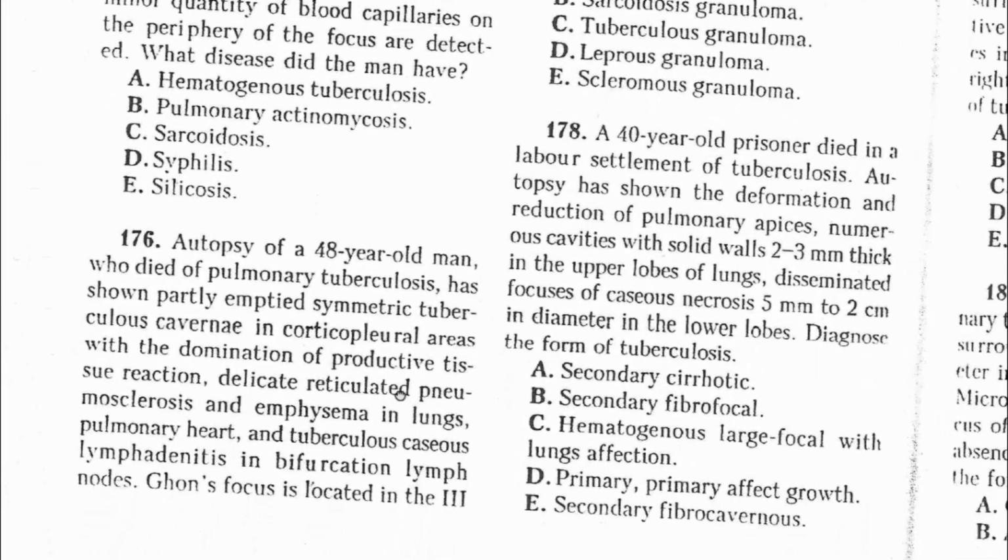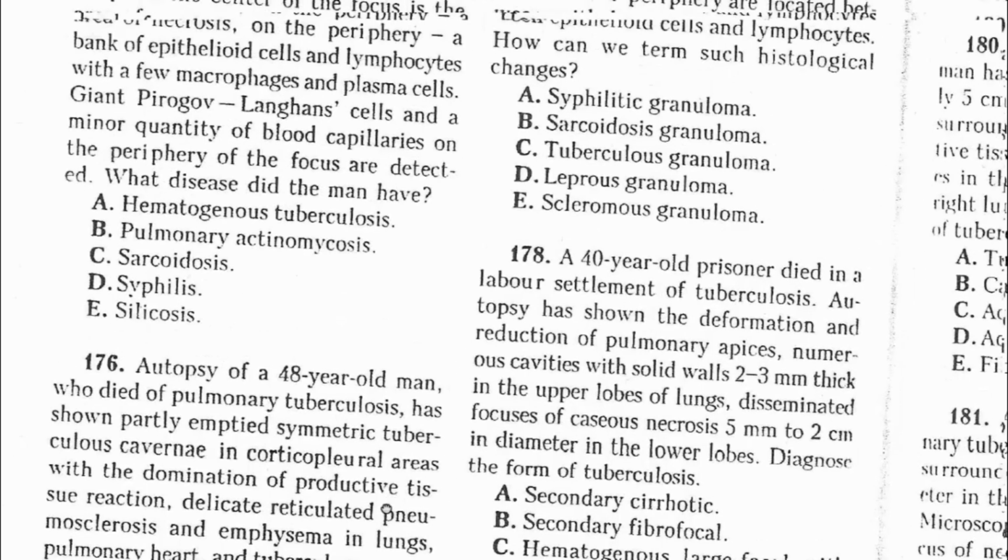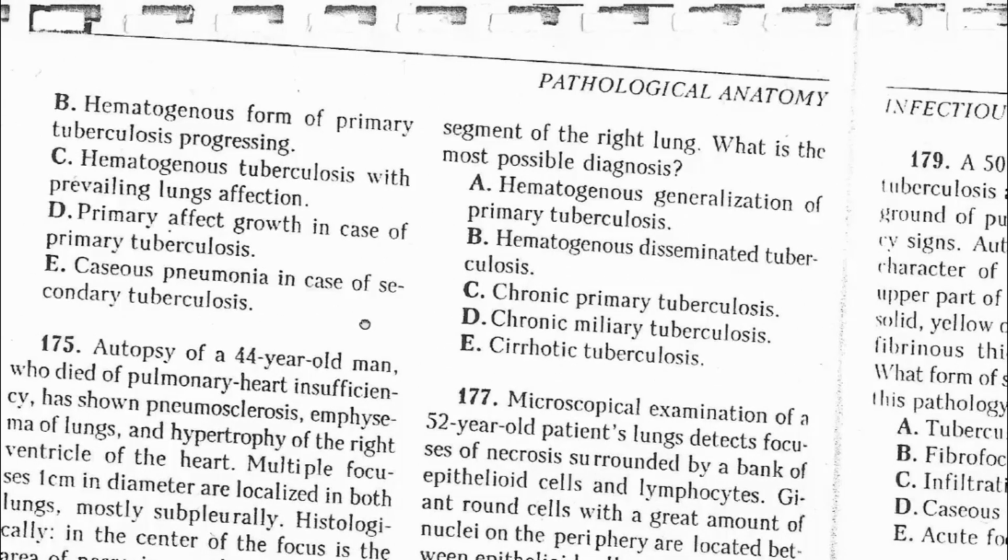76. Autopsy of a 48-year-old man who died of pulmonary tuberculosis has shown partly emptied symmetric tuberculous caverns in corticopleural areas with the domination of productive tissue reaction, delicate reticulated pneumosclerosis and emphysema in lungs, pulmonary heart, and tuberculous caseous lymphadenitis in bifurcation lymph node. Ghon's focus is located in the third segment of the right lung. What is the most possible diagnosis?